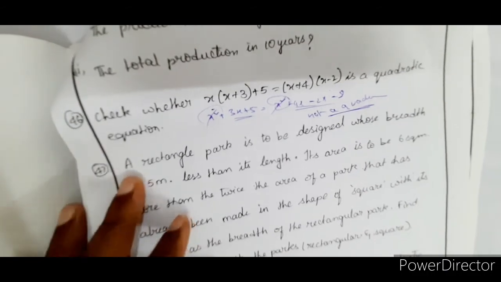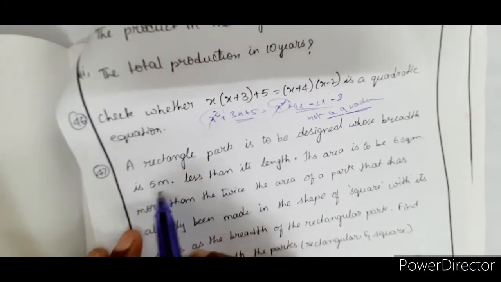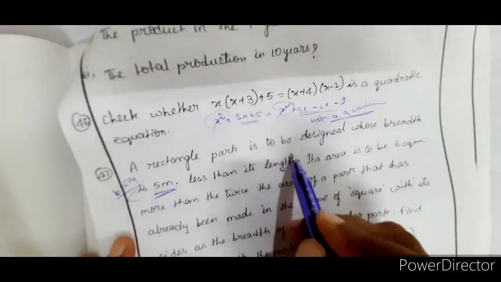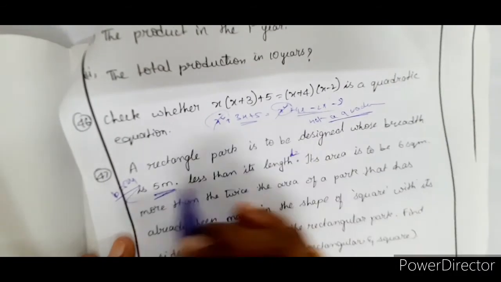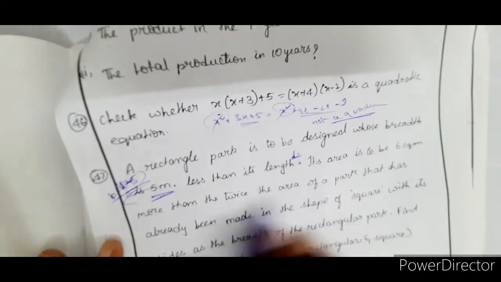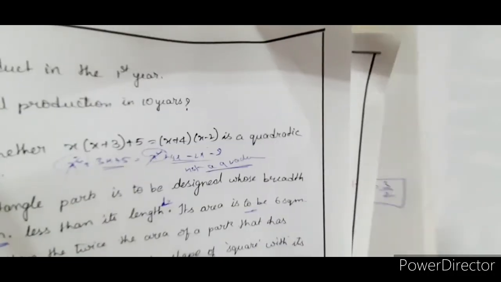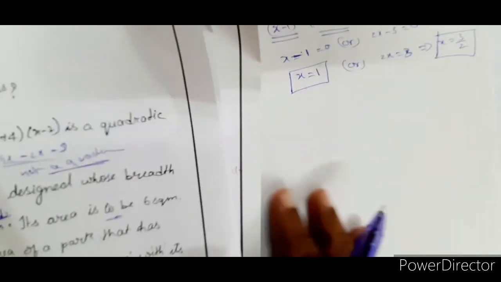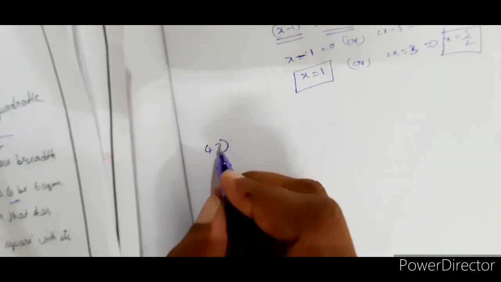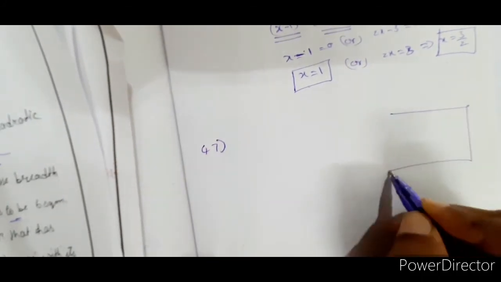So now here, the 47th one: a rectangular park is to be designed whose breadth is 5 meters less than its length L. That means if L is the length, then b is equal to L minus 5. Its area is to be 6 square meters more than, first let us see how to write the statements. So this is the 47th problem, children, a very very important problem. So now here, a rectangular park has to be formed, right?